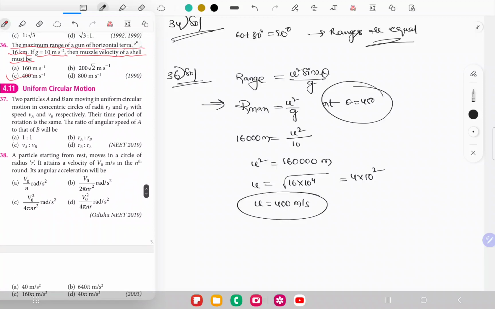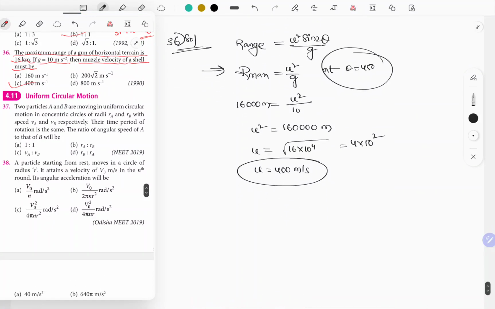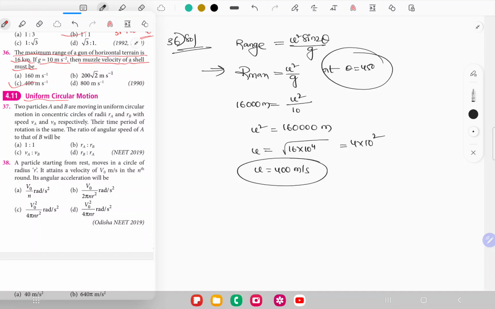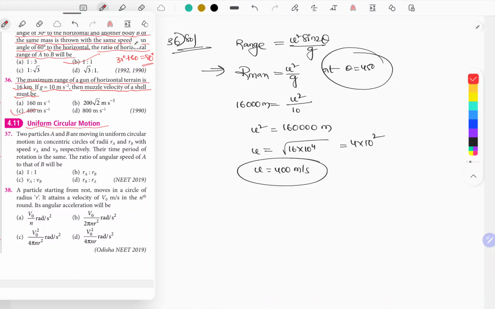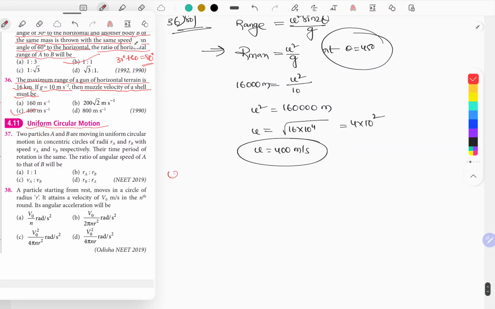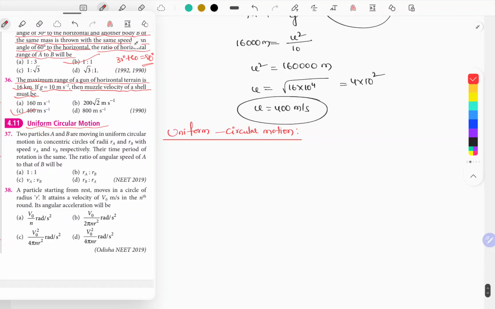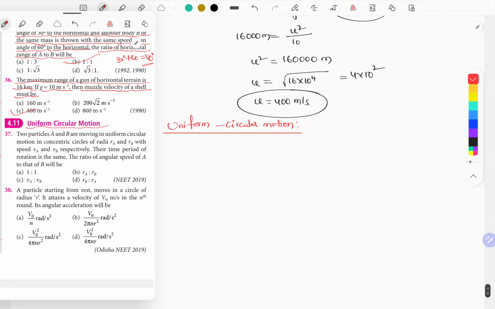Okay, let's solve the next concept questions. So the next concept is uniform circular motion. One thing I would like to mention before solving these numericals: in uniform circular motion, the velocity of the object moving in a circular motion is going to be constant. So that is the reason we call it uniform circular motion.